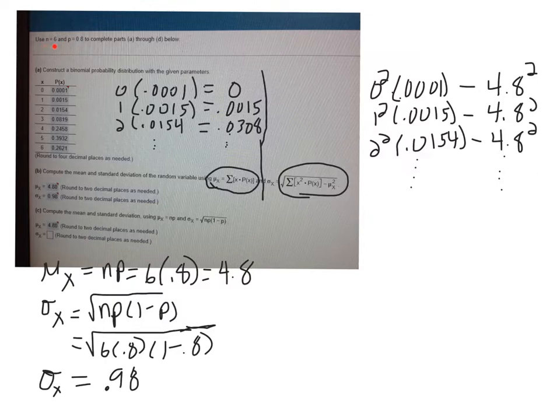Where n is given as 6. I guess that's the sample size, and the probability is 0.8. Complete the following. So they want you to construct a probability distribution. Looks like you've done that okay.